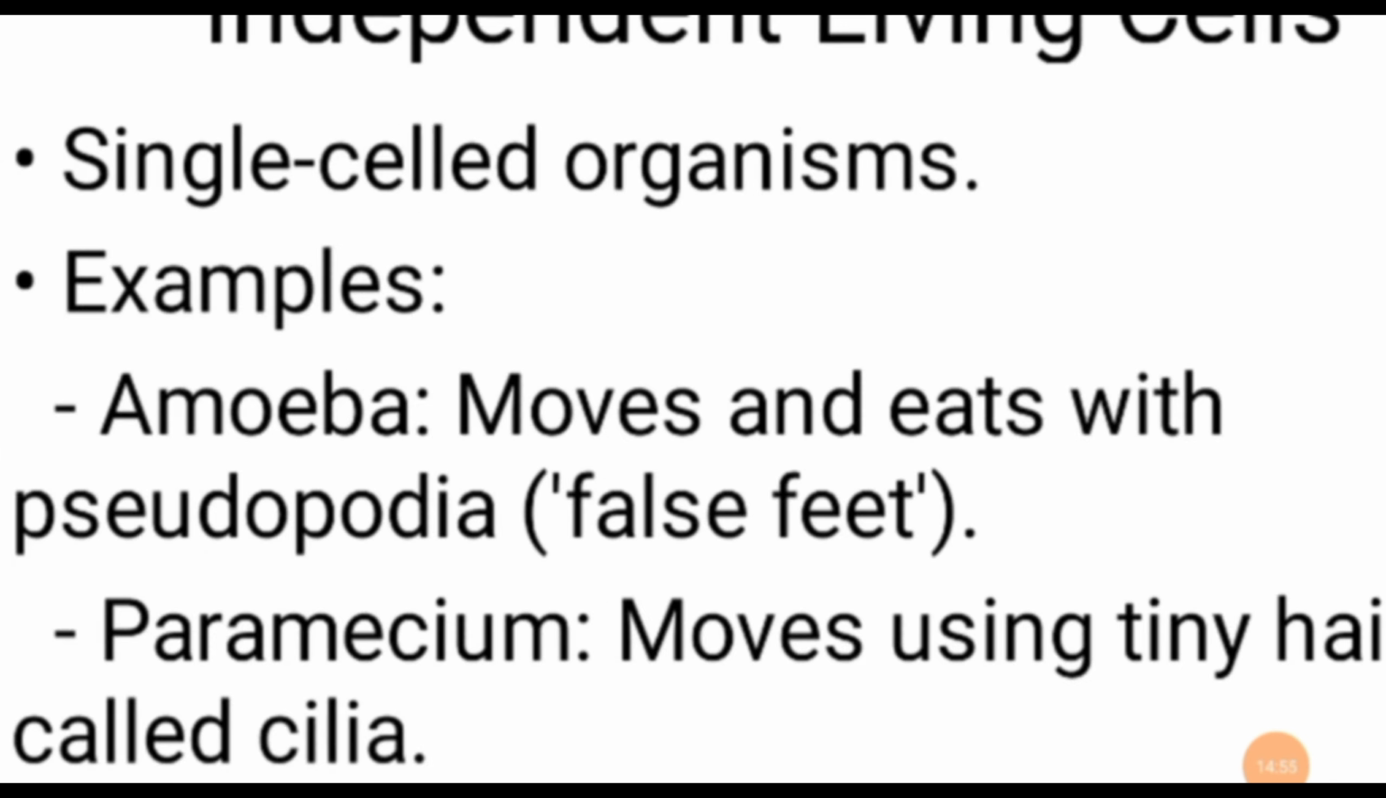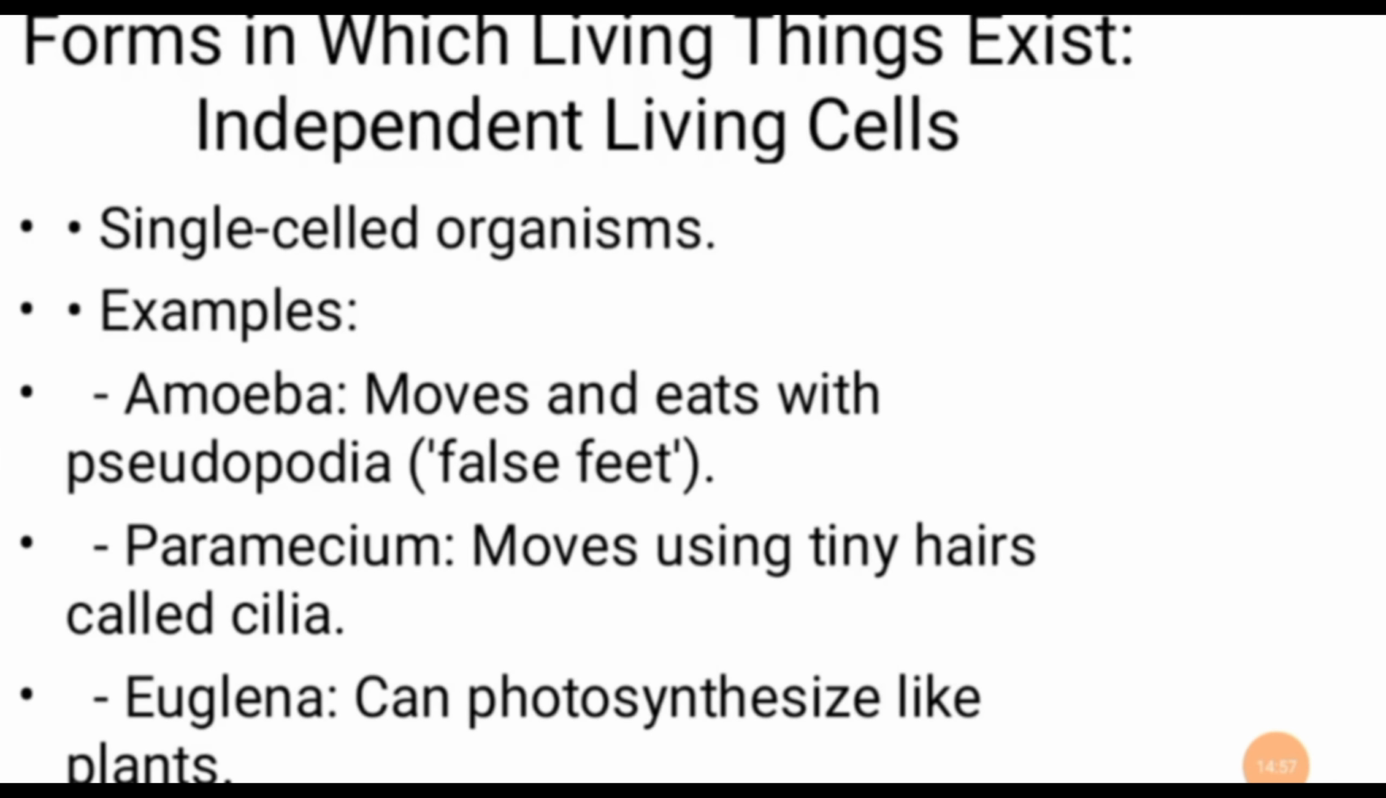So there are only two forms of living things. Living things only exist in two forms. Number one is the unicellular form, which is the single-celled organisms. And number two is the multicellular form, which is the multicellular organisms. Now, the unicellular organisms are organisms that have just one cell. There are no two cells, no three cells, no four or five cells. They have just one cell.